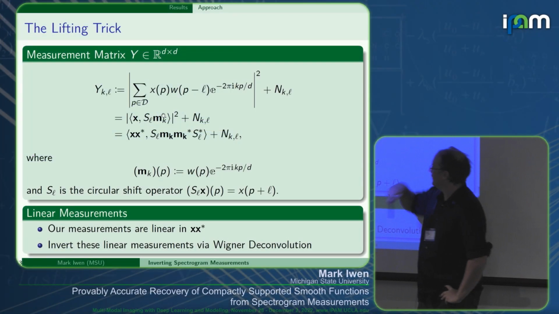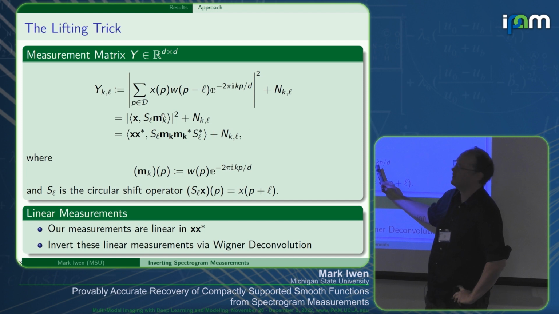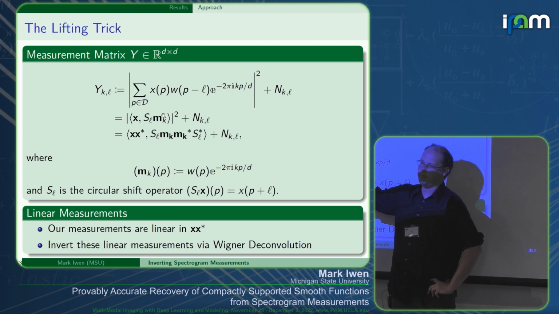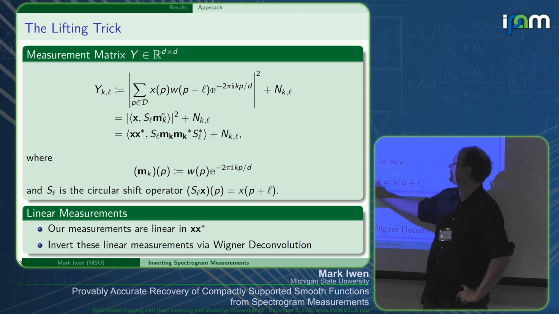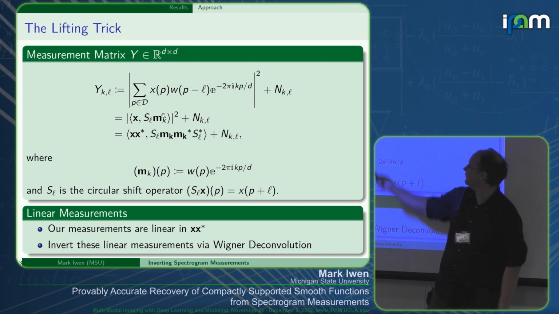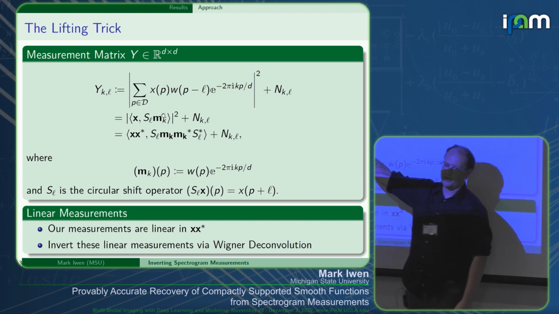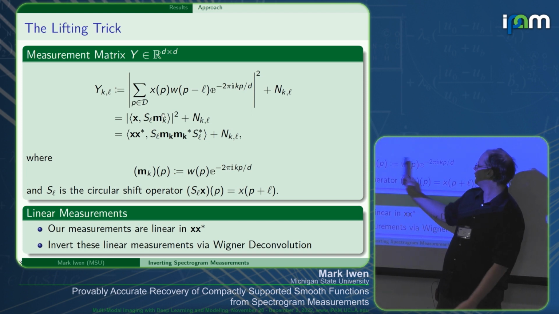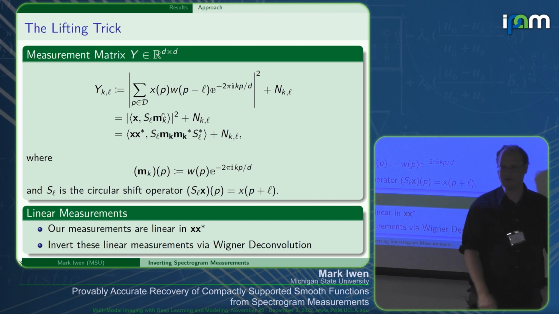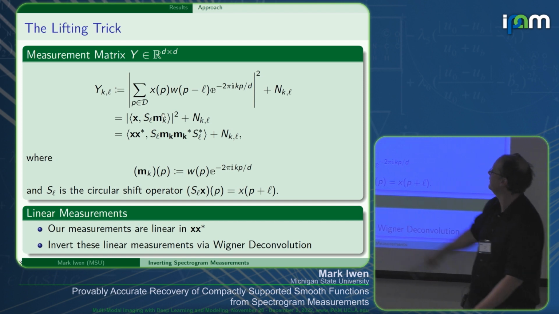So what are we going to do? Let's rephrase what the measurements look like. I'm going to define mk to be a kth mask, and it's just going to be a product of our window times this complex exponential at the kth frequency. So now I have a collection of inner product magnitude measurements that are given to me, each one by a frequency choice.